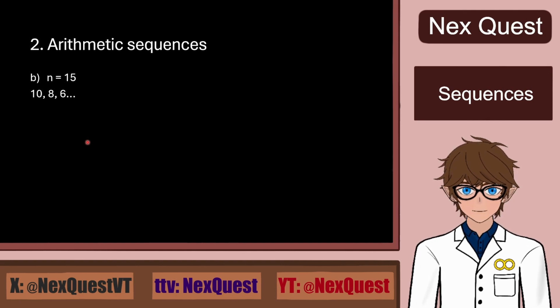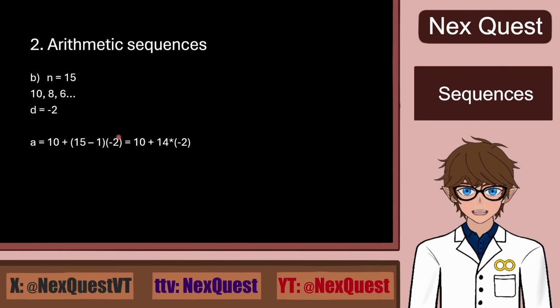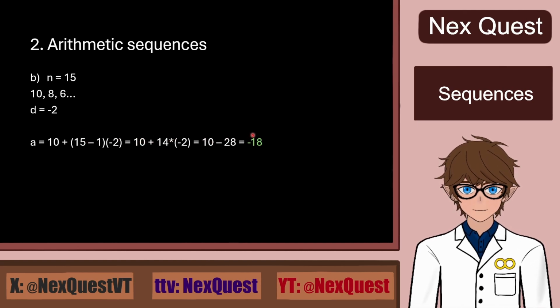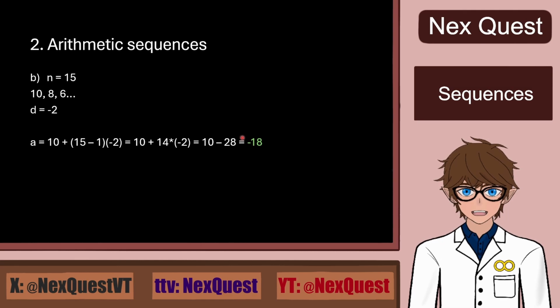Next up is the B example. We have to get the 15th term if we have a descending or lowering sequence, or whatever the word is, 10, 8, and 6. So the difference is minus 2. We paste the formula with the first term with n and the difference. We get 14 times minus 2, which is minus 28, and 10 minus 28 is minus 18, being the 15th term.